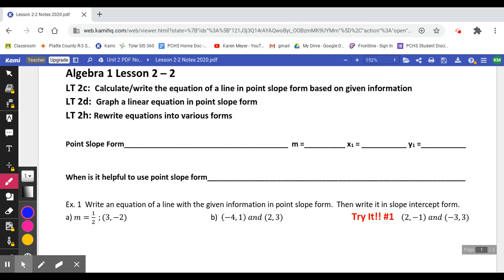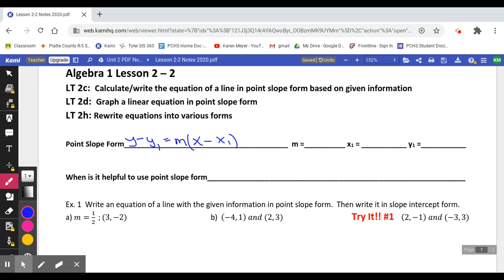So the first thing we have to do is make sure, well, what is point slope form? So here it is. y minus y1 equals m parentheses x minus x1. Okay, so you're going to have to work on memorizing this. So, keep saying it over and over in your head all the time.